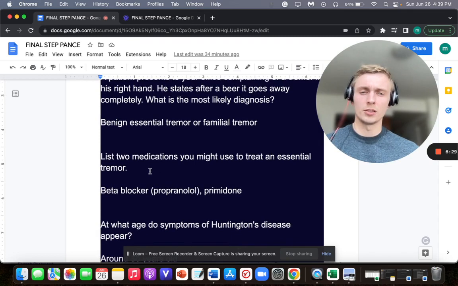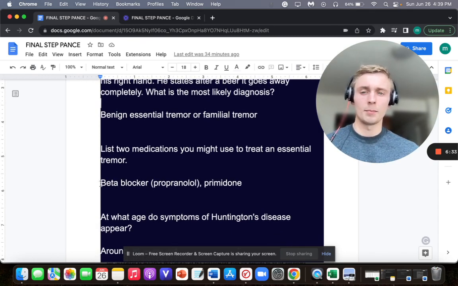List 2 medications you might use to treat an essential tremor. So like we said, beta blocker, which is propranolol, and also primidone. So sometimes they'll ask for that second-line agent, primidone, for essential tremor.